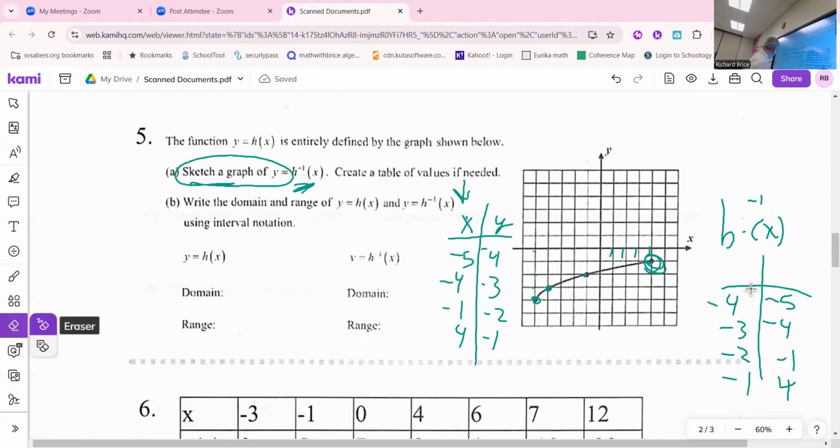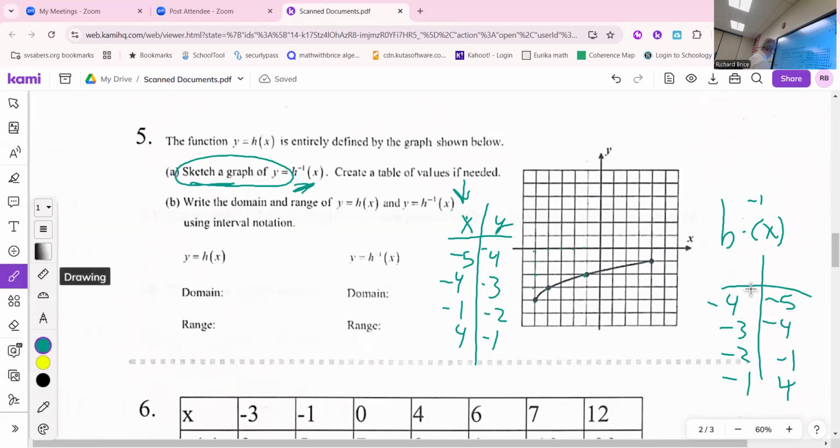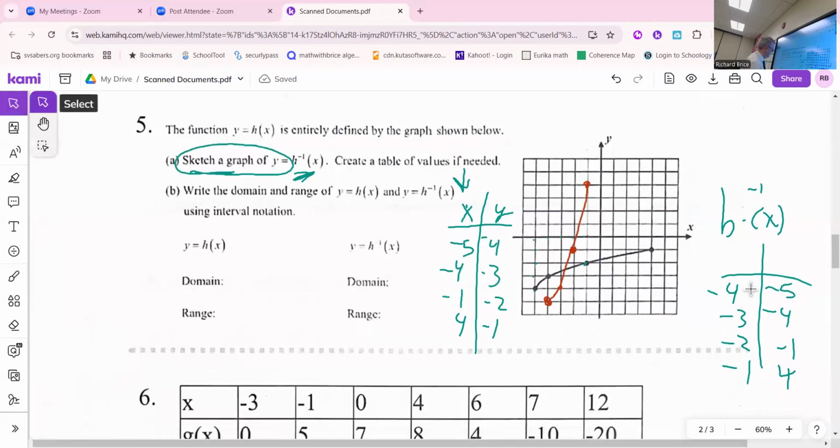Now, I have to graph them. Quickly graph them. Negative 4, negative 5. 1, 2, 3, 4. 1, 2, 3, 4, 5. Negative 3, negative 4. Negative 2, negative 1. Negative 1, 4. 1, 2, 3, 4. Smoothly. You see how that's a nice curve in the beginning? So you smoothly connect them, stop, terminate. Okay, those don't have arrows, so this one isn't going to have any arrows.